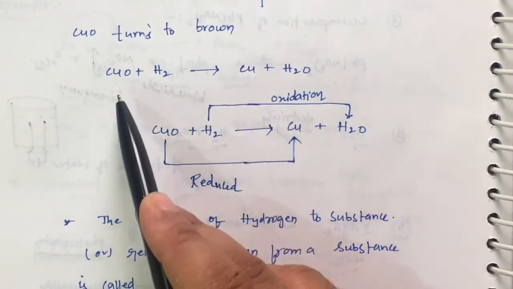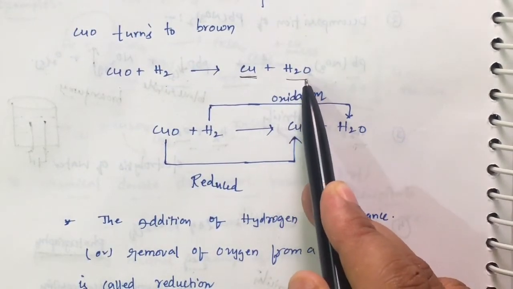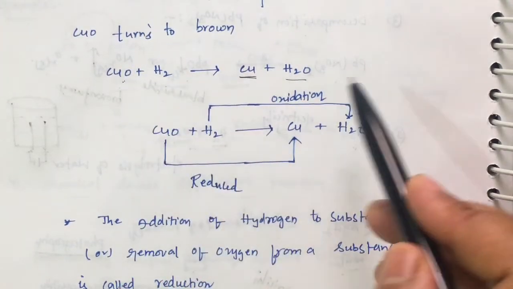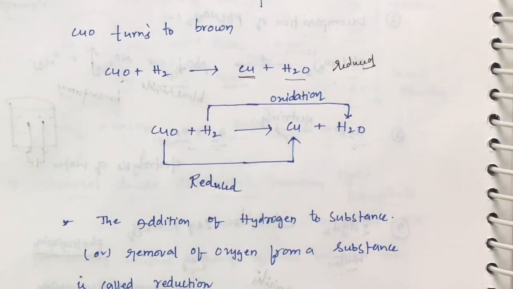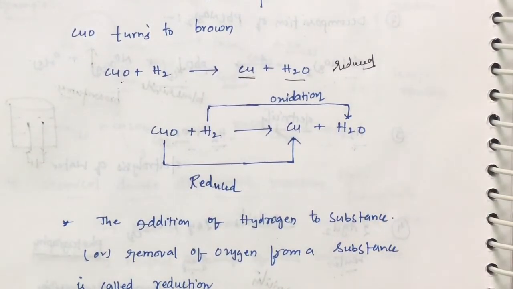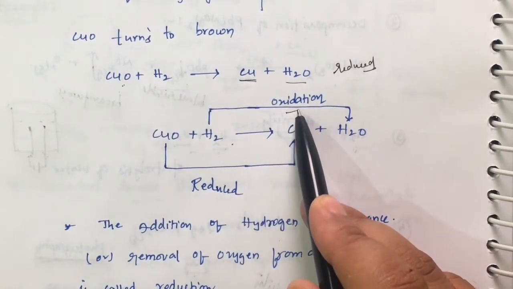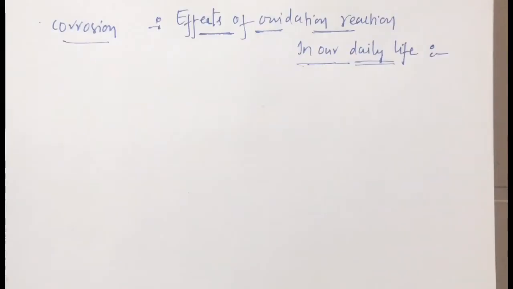So copper oxide becomes brown-colored copper and a water molecule is formed. So here in this case what is happening? From the copper oxide, oxygen is removed, so this is said to be reduced. Any substance which loses oxygen is said to be reduced, and which gains oxygen is said to be oxidized. So this is about oxidation and reduction.